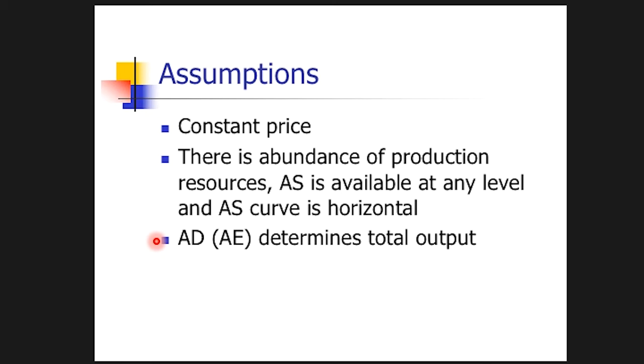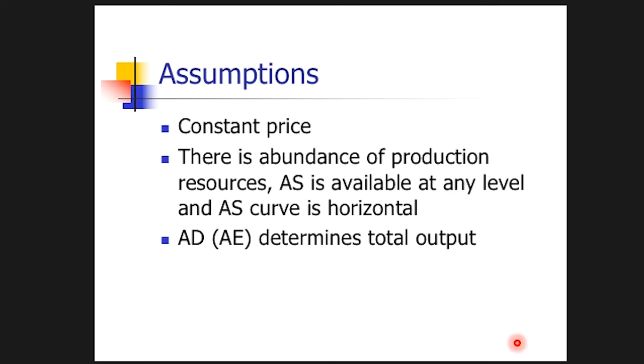And the last assumption is that when the price is constant, we have a new term for aggregate demand, called aggregate expenditure. All the changes in AD or AE will determine total output, not AS, because AS is always available at any level.